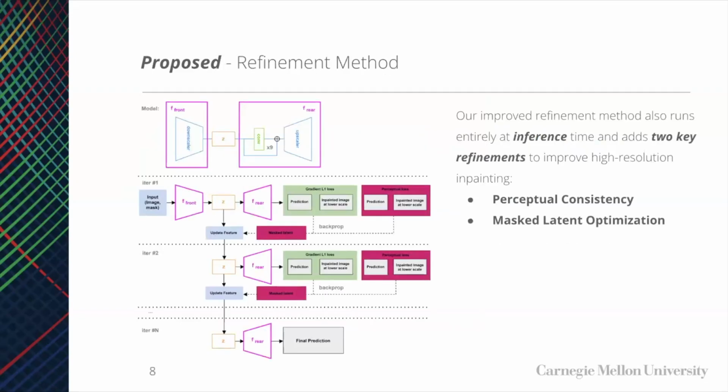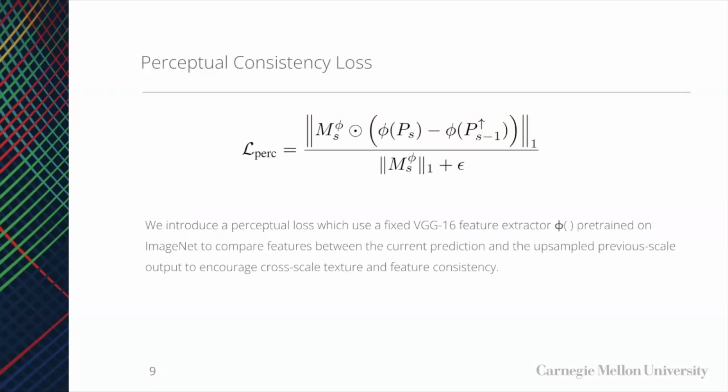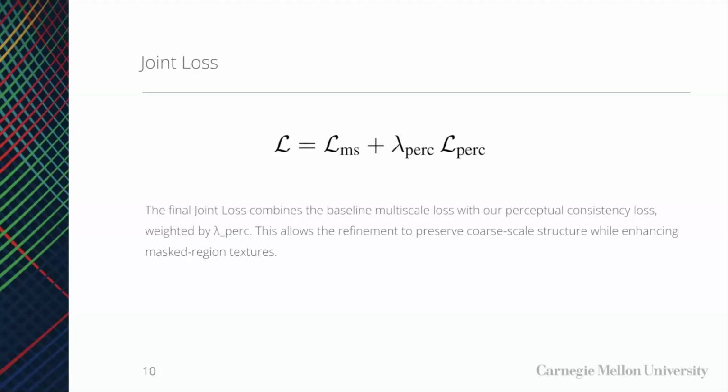Our proposed method also runs fully at inference time by refining the latent feature instead of updating model weights. We add two components, the perceptual loss and the mask latent module. We compare VGG features between the current prediction and the upsampled previous scale output. This encourages consistent texture across scales and improves the details. Our final loss is the sum of the baseline multi-scale loss and our perceptual loss, and this keeps the core structure while adding high-resolution texture improvement.